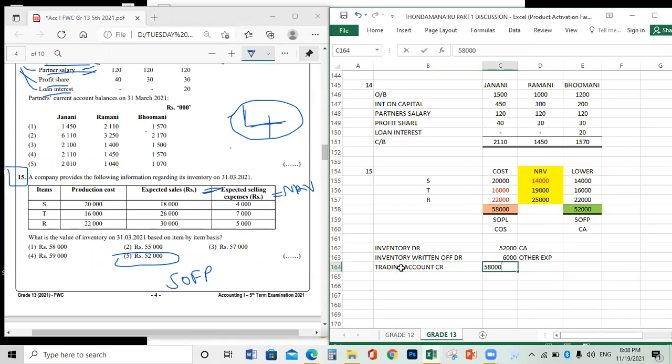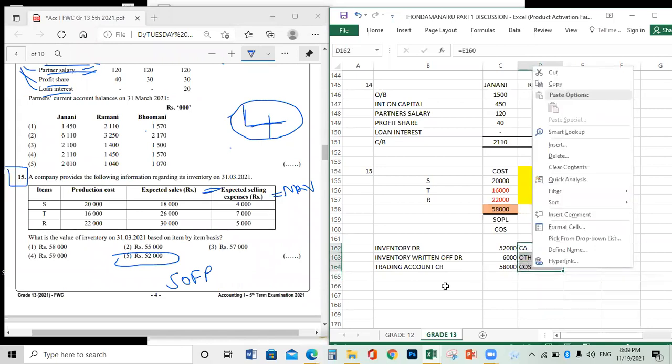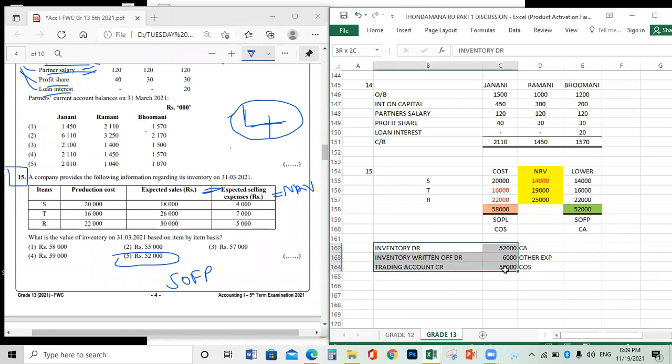They can ask you to write the double entry in the part 1 writing part question. They can ask you the double entry. So this goes to cost of sales. You don't have to write this, guys. You just have to write this, okay? Without writing inventory written off, it's fine.